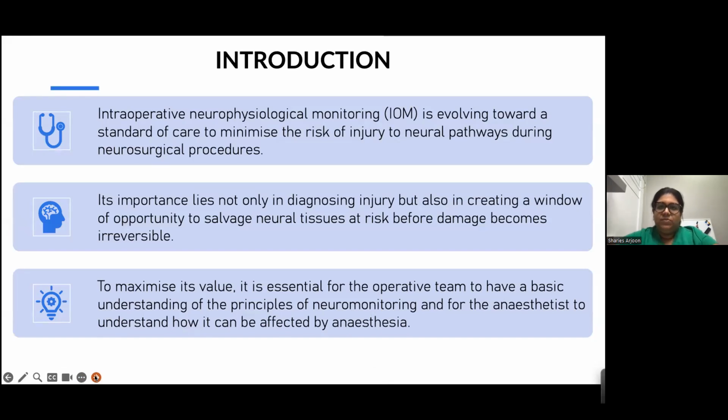Intraoperative neurophysiological monitoring is evolving towards a standard of care to minimize the risk of injury to neural pathways during neurosurgical procedures. Its importance lies not only in diagnosing injury, but also in creating a window of opportunity to salvage neural tissues at risk before damage becomes irreversible. To maximize its value, it is essential for the operative team to have a basic understanding of the principles of neuromonitoring and for the anesthetist to understand how it can be affected by anesthesia.